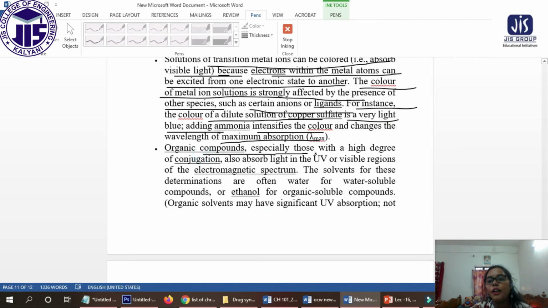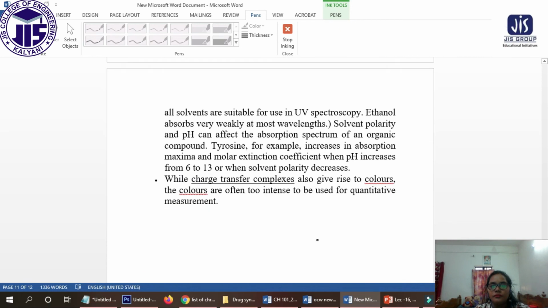Now, organic compounds, especially those with a high degree of conjugation, also absorb UV light. The solvents for these determinations are often water for water soluble compounds, or ethanol for organic soluble compounds. All these solvents are suitable for use in UV spectroscopy. Ethanol absorbs very weakly at most wavelengths. Solvent polarity and pH can affect the absorption spectra.